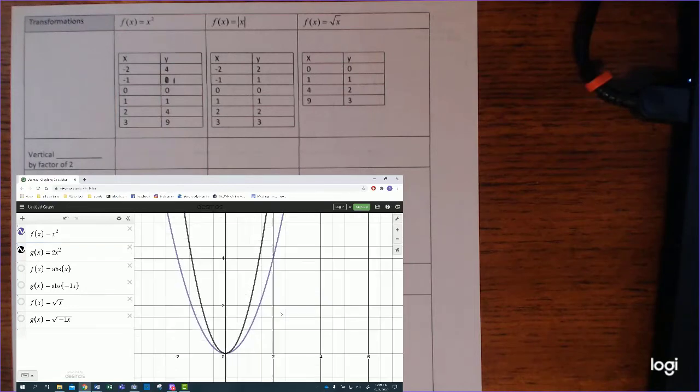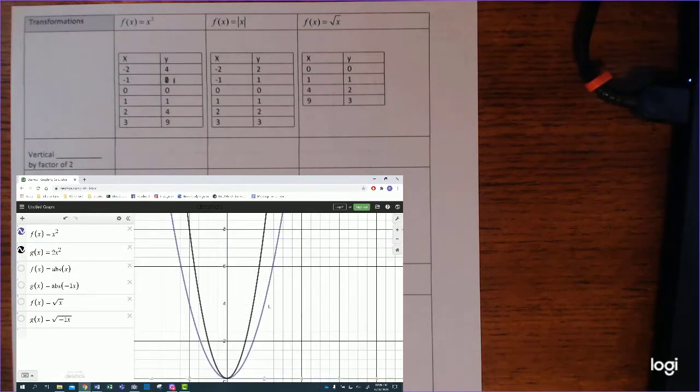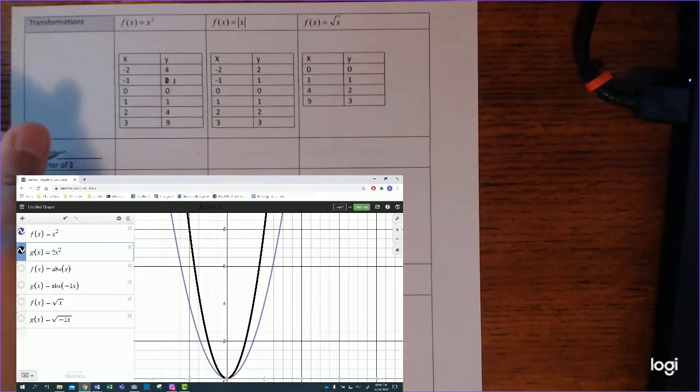All right, look at (2, 4). Here is (2, 4) from the original function. Look at what happens when you vertically stretch. It becomes (2, 8). So the x coordinate of 2 didn't change, but the y coordinate of 4 got multiplied by 2. So when you have a 2 multiplied outside the function, it's going to vertically stretch your function by a factor of 2.